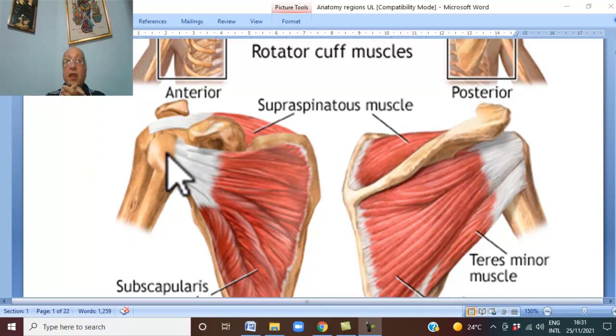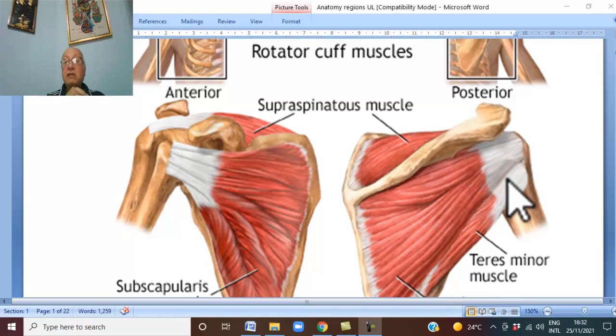Towards their insertion, and the tendon of insertion will cover closely the capsule of the shoulder joint, and these tendons fuse with the capsule of the shoulder joint to strengthen and to stabilize the shoulder joint from the anterior aspect through the tendon of subscapularis, from above by tendon of supraspinatus, and from behind by tendon of infraspinatus and teres minor.